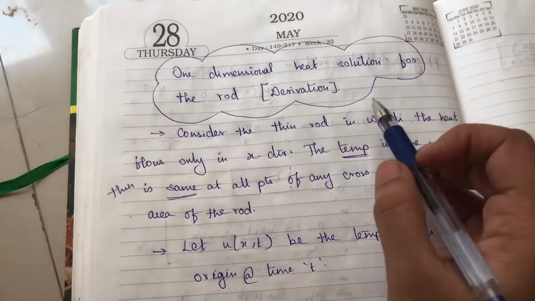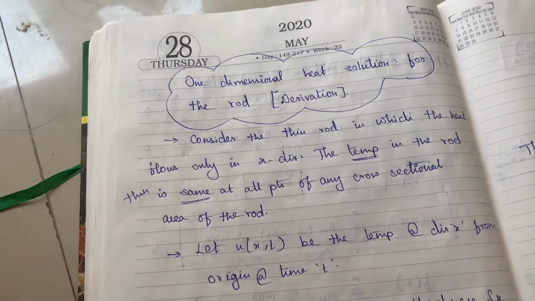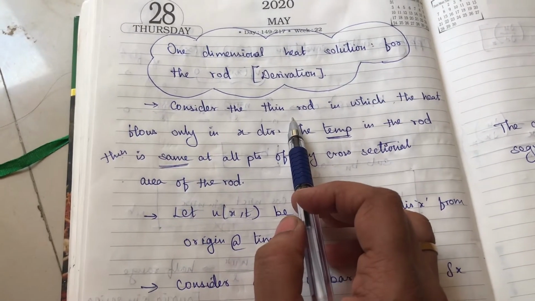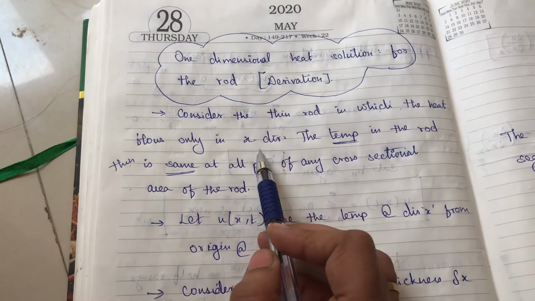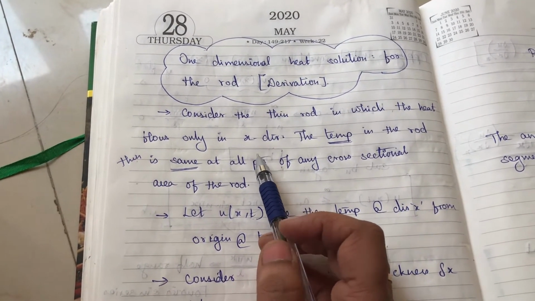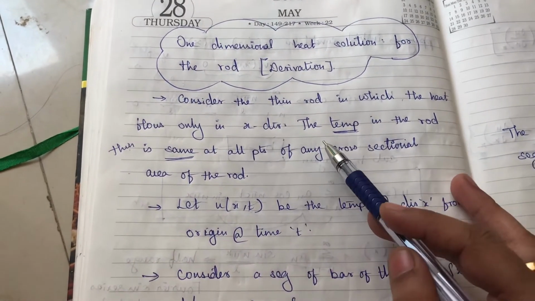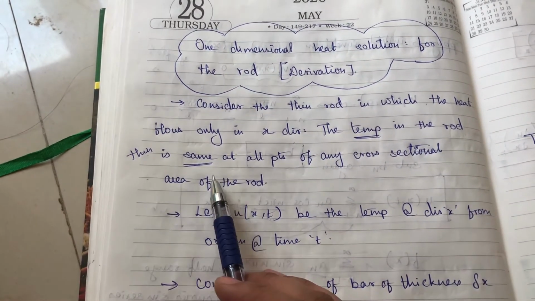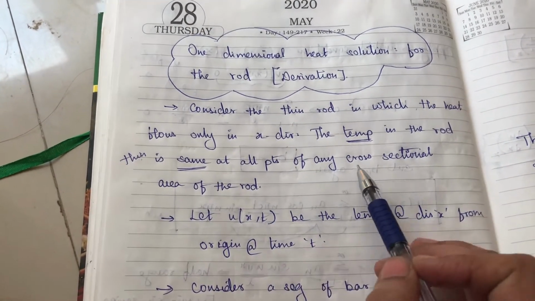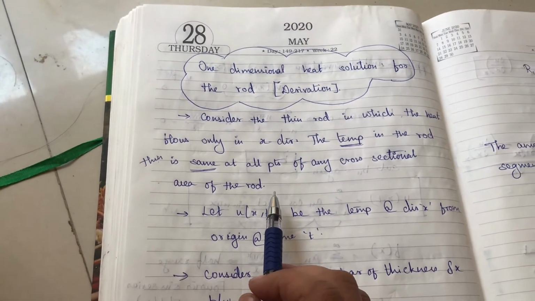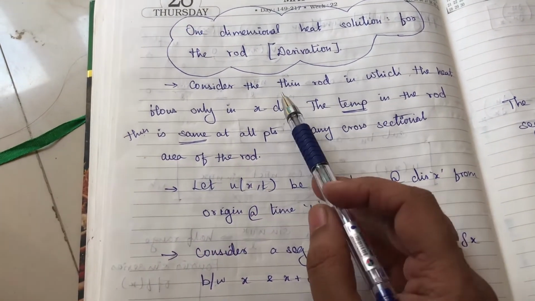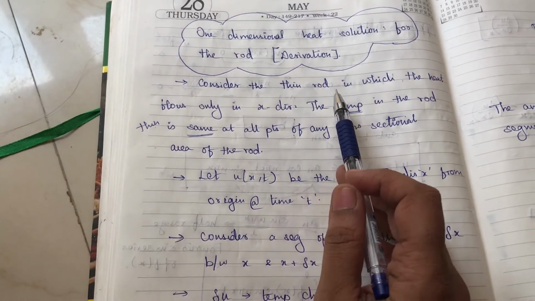Next comes the one dimensional heat solution for the rod. Here comes the derivation. Consider a thin rod in which the heat flows in the x direction only. There is no y, the heat is not flowing in the y direction, only the x direction. The temperature in the rod is the same at all points across any cross section, because the rod is thin. So that's why I am taking the thin rod.